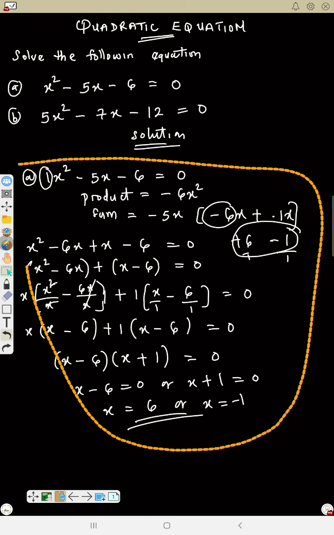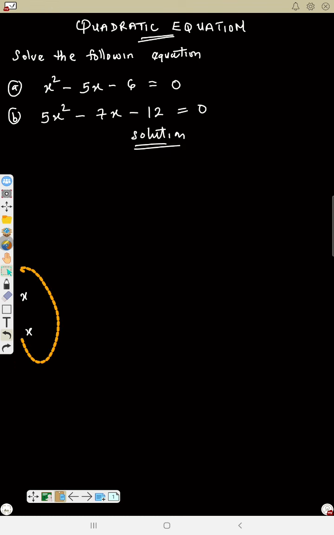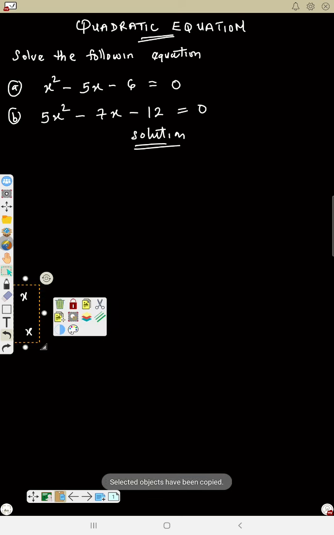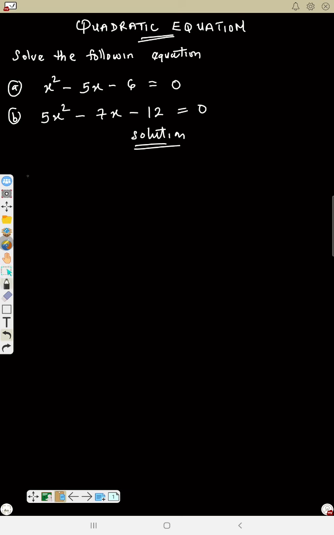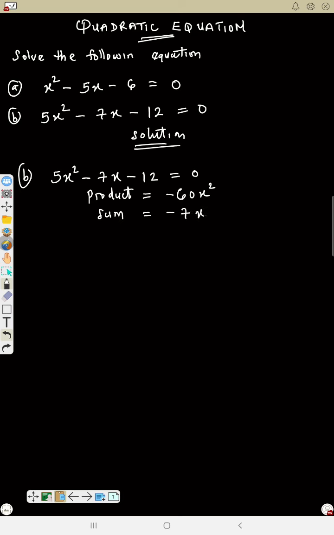So the last one we have, this will take care of all the signs. So we have 5s squared minus 7s minus 12 equals 0. Still find your product. So what's the product? Minus 60 s squared. What's the sum? Minus 7s.